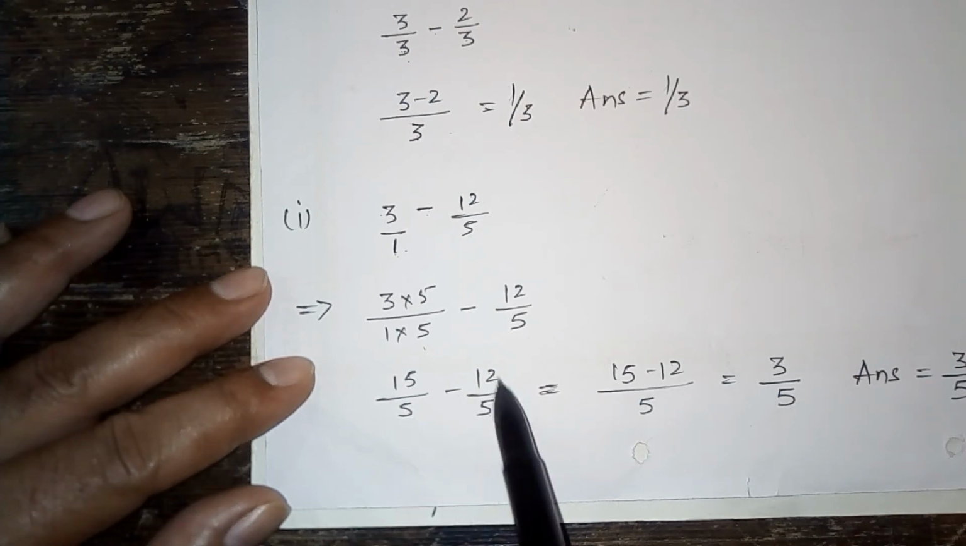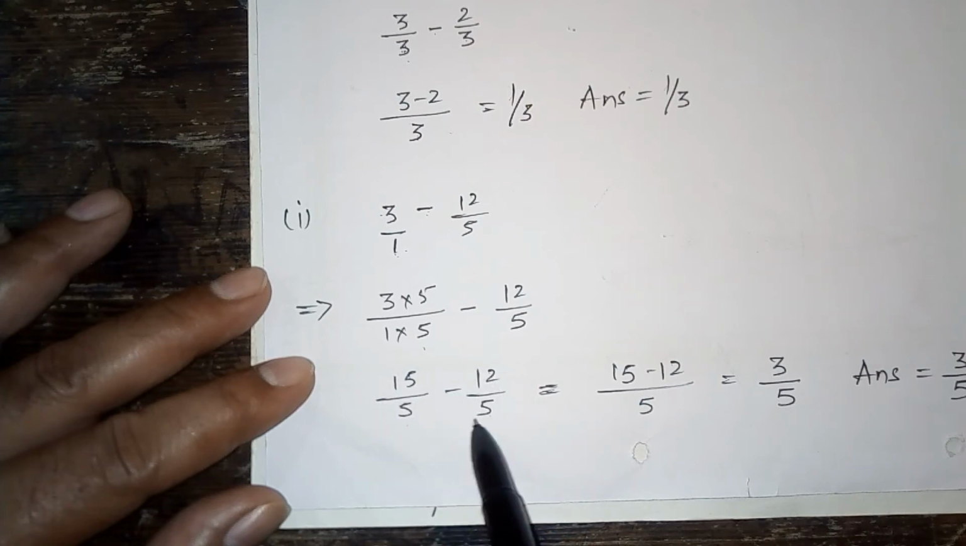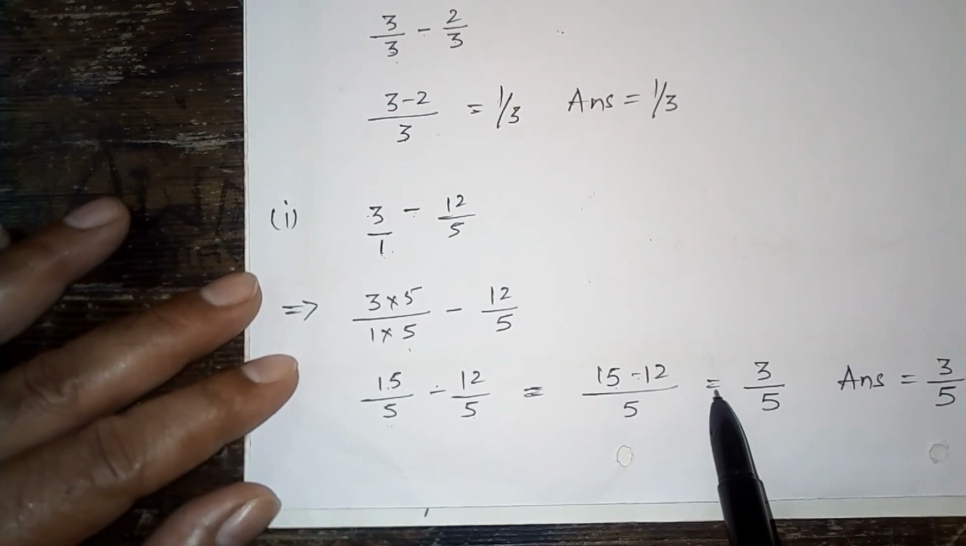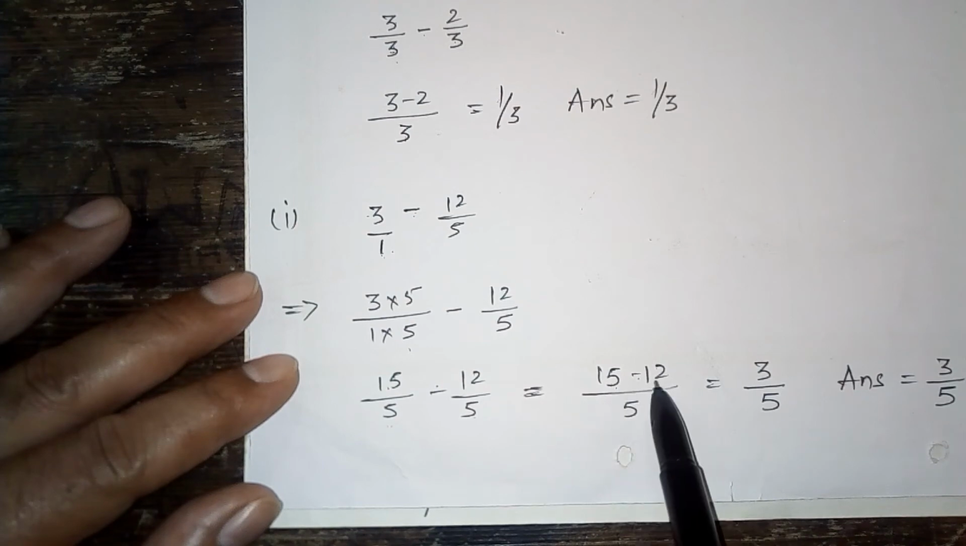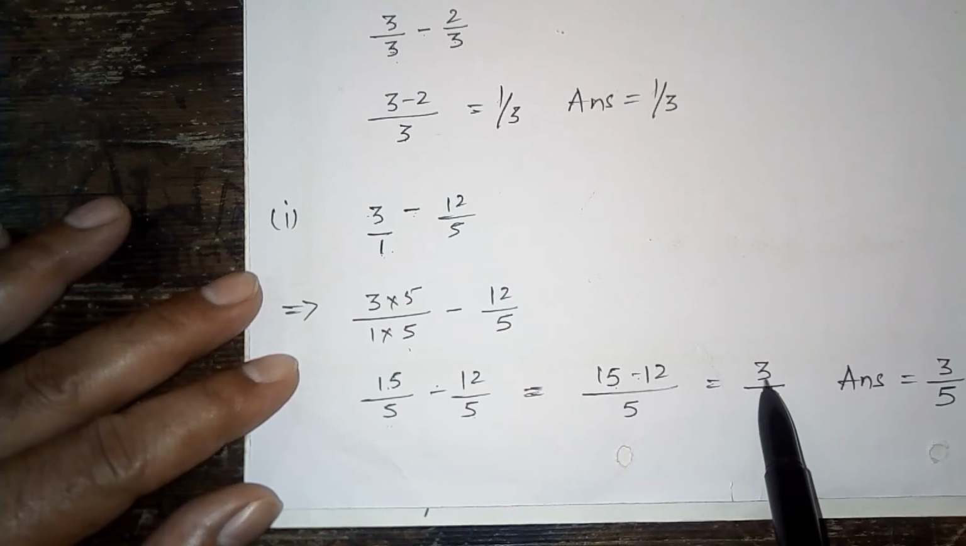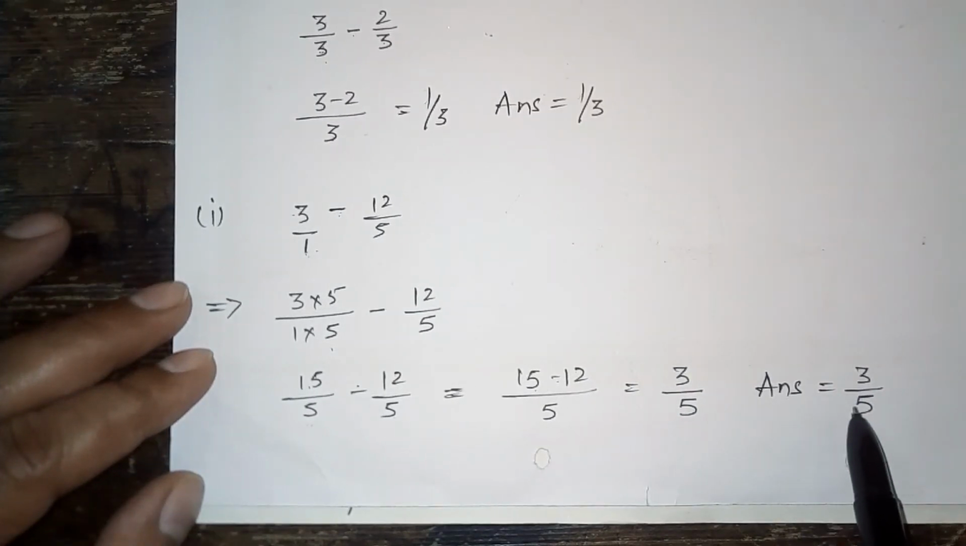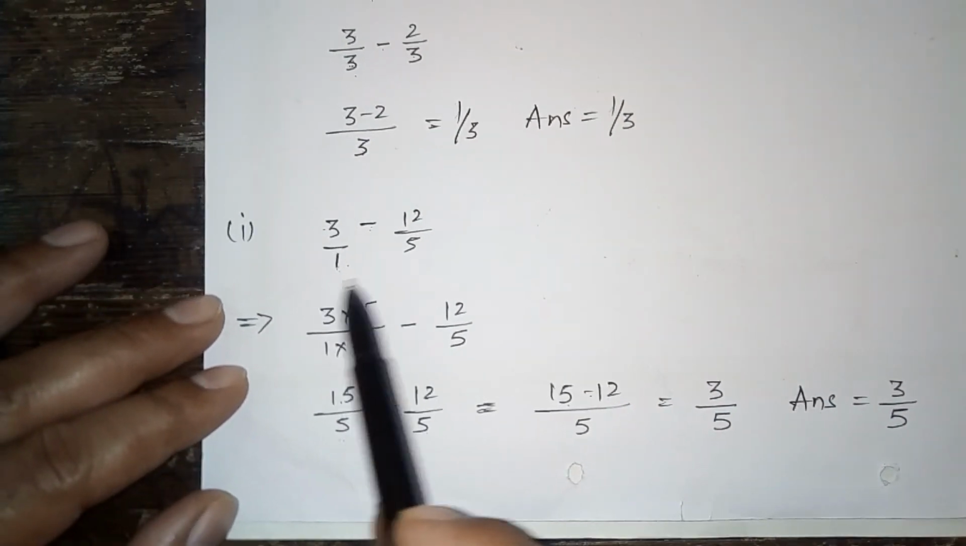You know very well, in these two fractions denominators are same. So LCM is 5. Then after what will you write? 15 minus 12. 15 minus 12 is equal to 3 upon 5. 3 upon 5 is the required answer of the given question.